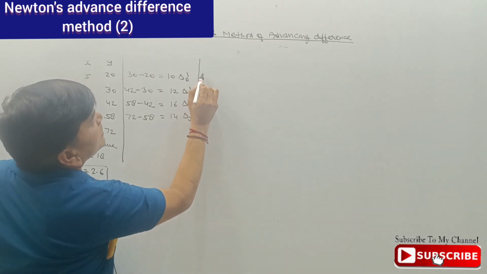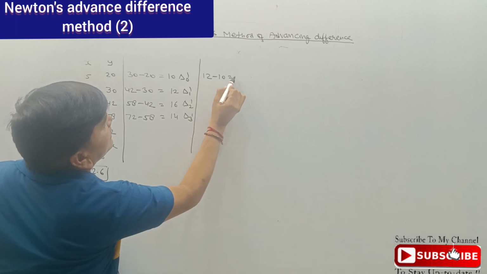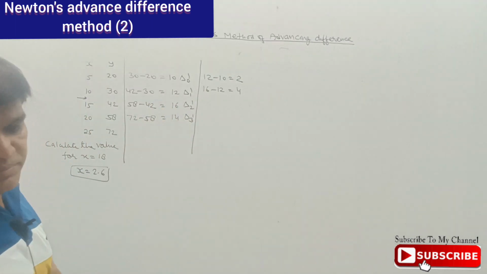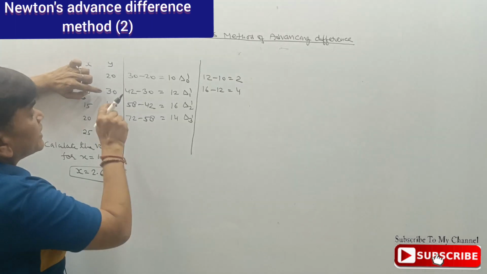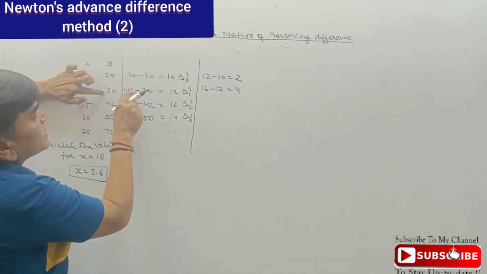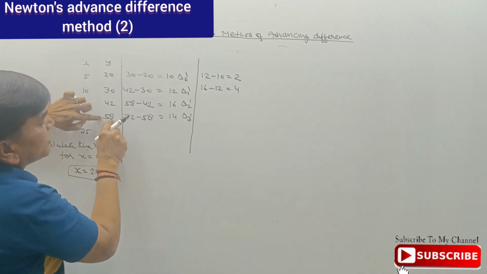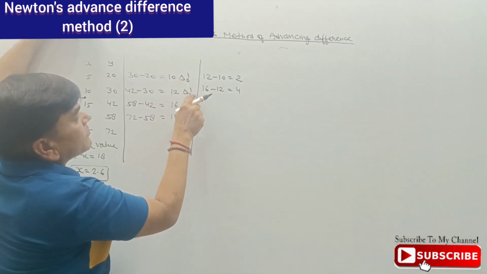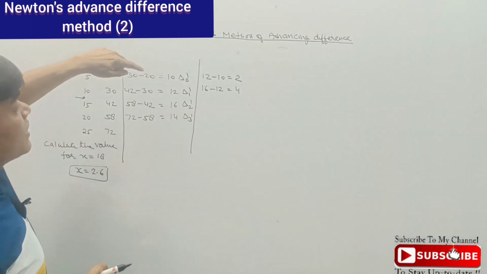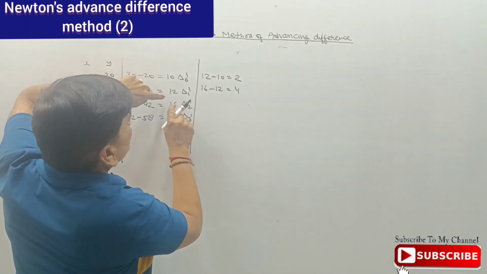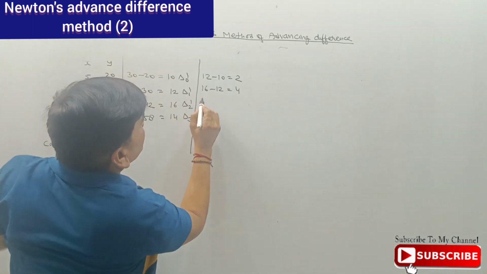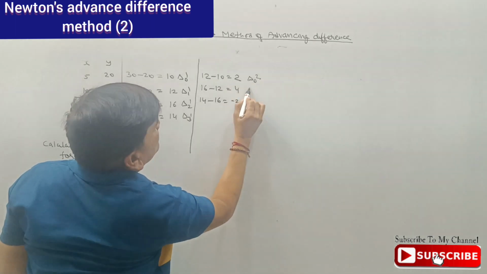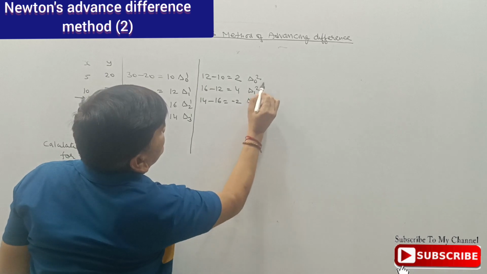Second, 12 minus 10 is 2, 16 minus 12 is 4. What have we done? Listen. First we calculated the differences 30 minus 20, 42 minus 30, 58 minus 42, 72 minus 58. Now these are 10, 12, 16 and 14, called delta 0 1, delta 1 1, delta 2 1, delta 3 1. Now 12 minus 10 is 2, 16 minus 12 is 4, 14 minus 16 is minus 2. These values are delta 0 2, delta 1 2, delta 2 2.